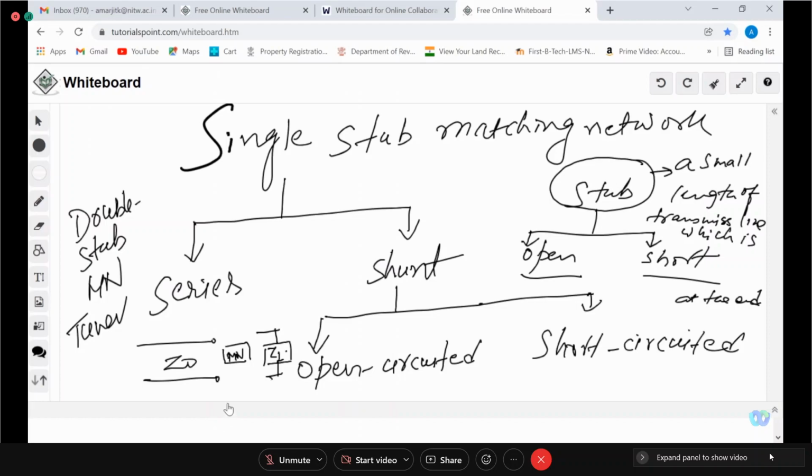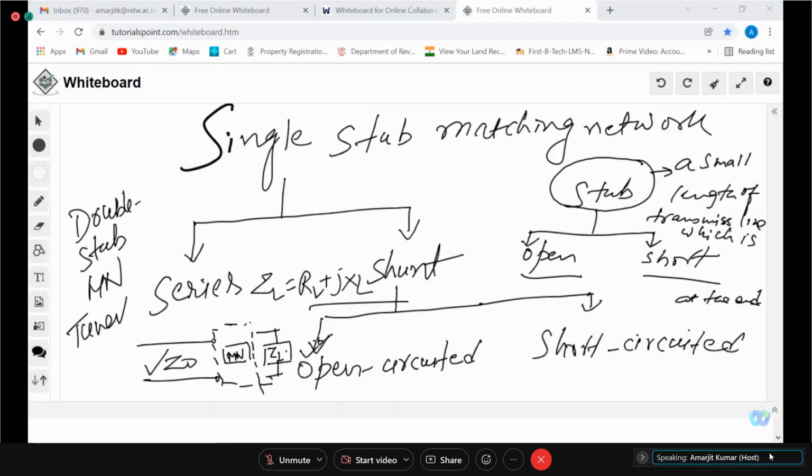So this ZL could be, in general, equal to RL plus jX. It is a combination of resistance, capacitance and inductance. So it has a resistive part and a reactive part. We have to match Z naught with ZL using a single stub tuner.